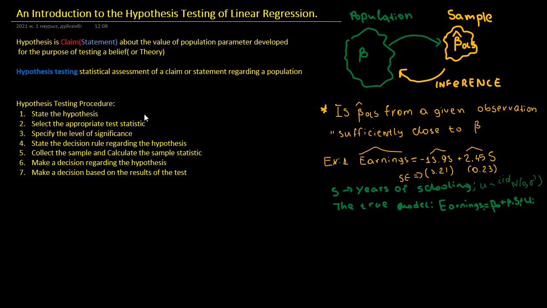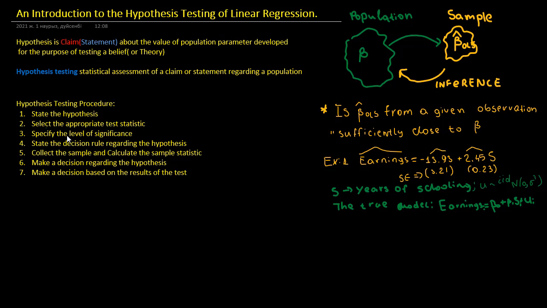Let's get started. A hypothesis is a claim about the value of a population parameter, developed for the purpose of testing a belief or theory. Hypothesis testing is a statistical assessment of a claim or statement regarding the population. Here we draw the population and the sample. In green, beta true is my population beta, and in yellow, beta hat is my sample. When we make an inference, we ask whether beta hat, given the observations, is sufficiently close to my actual beta.